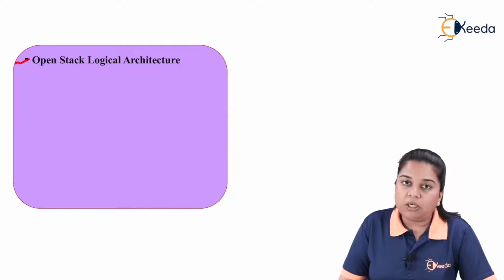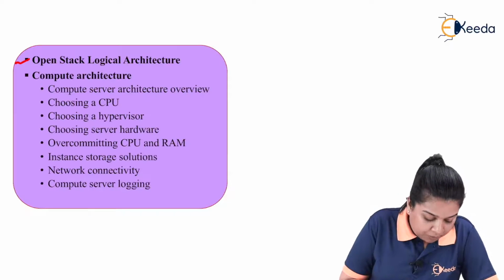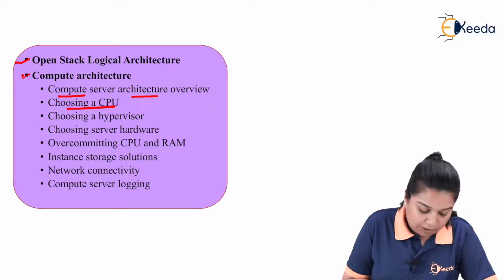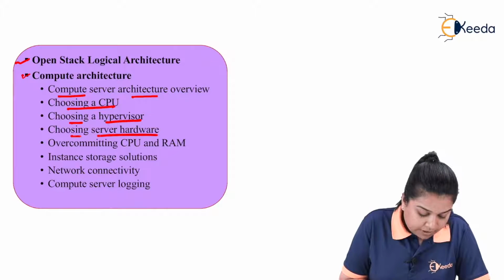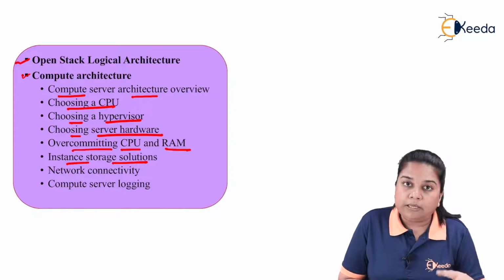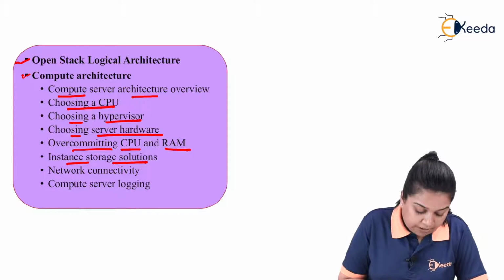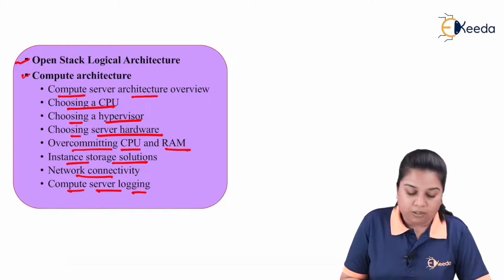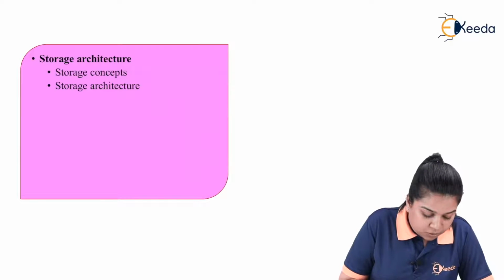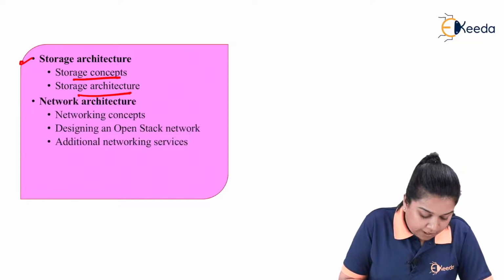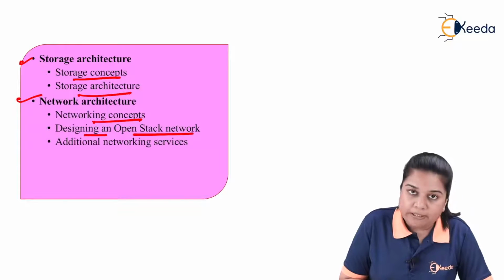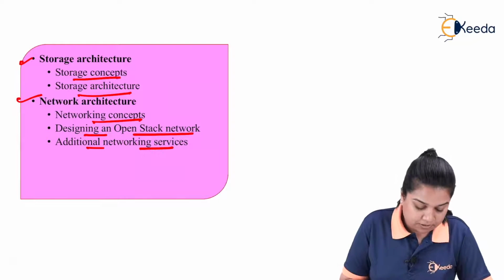Now, the OpenStack logical architecture explained. Compute architecture consists of compute server architecture, choosing a CPU, choosing a hypervisor, as we have seen in the architecture, then choosing server hardware, overcommitting CPU and RAM, and instance storage solutions. What all things is this compute architecture providing? Network connectivity and compute server logging. Then storage architecture provides storage concepts. Network architecture covers networking concepts, designing an OpenStack network and additional networking services.